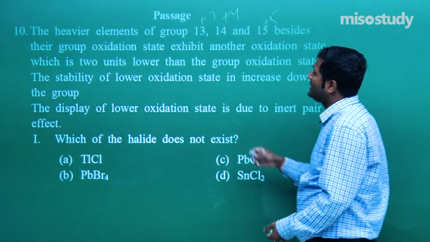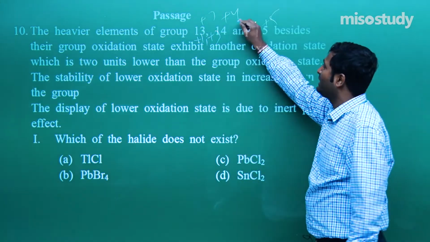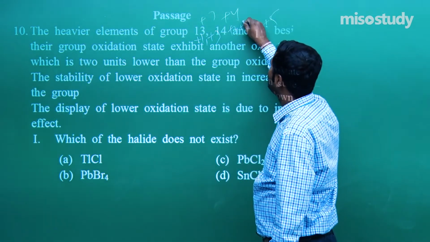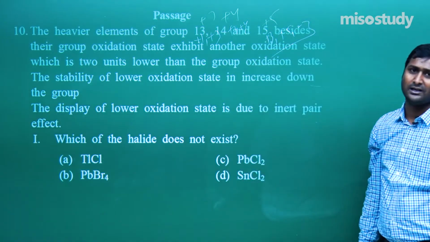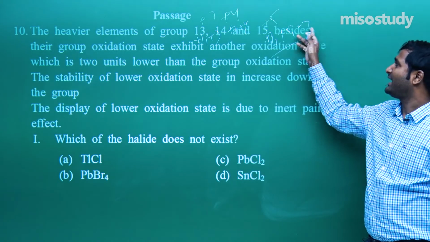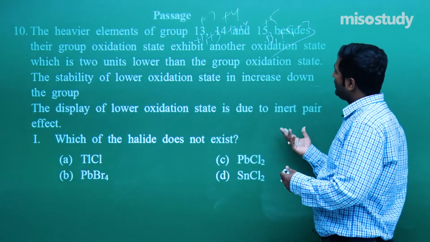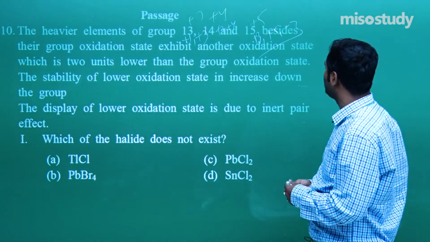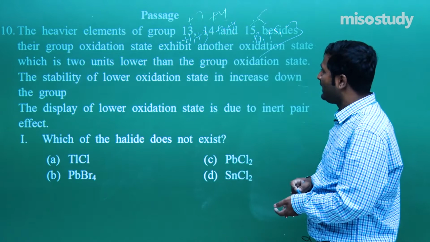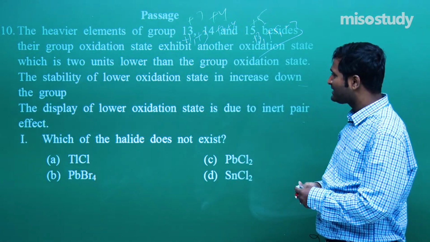But here is the change. Group 13 has common oxidation states +1 and +3. Here +4 in general, and +2 and +4. Here +3, +5, and sometimes that is -3. And the range is from -3 to +5. Clear to you? Now, another oxidation state which is 2 units lower than the group, as I told you, 2 units lower than +5 is +3. The stability of the lower oxidation state increases down the group.